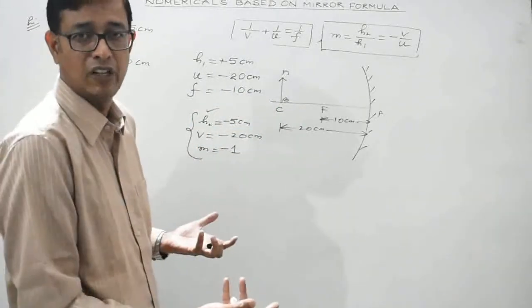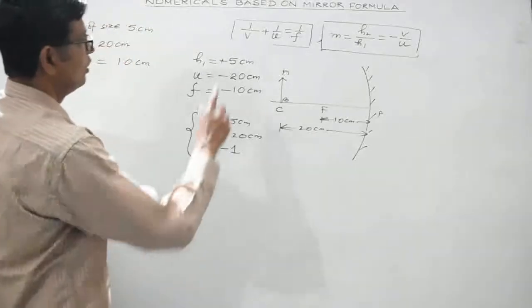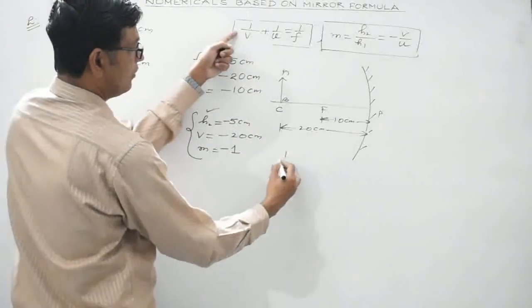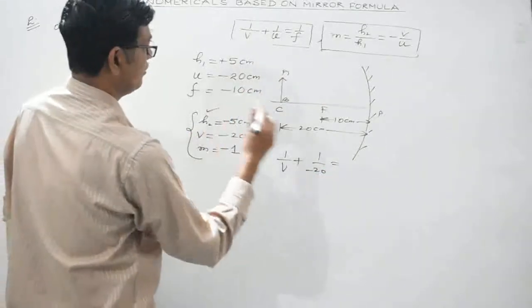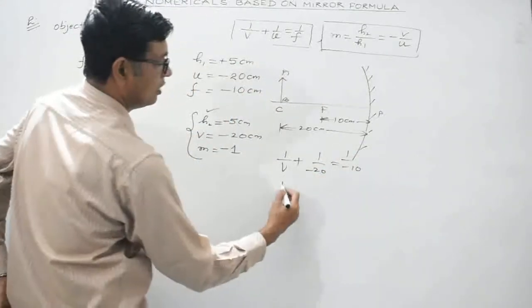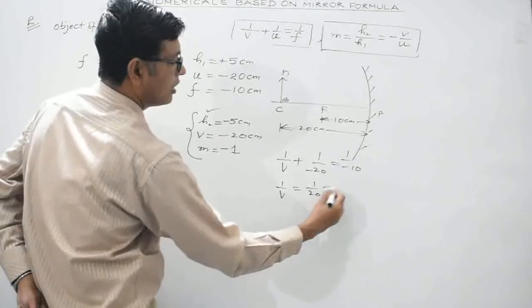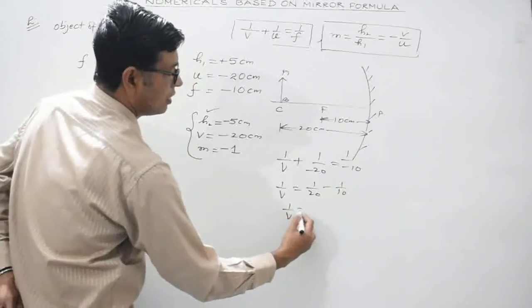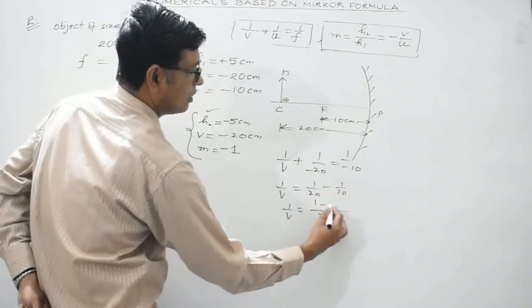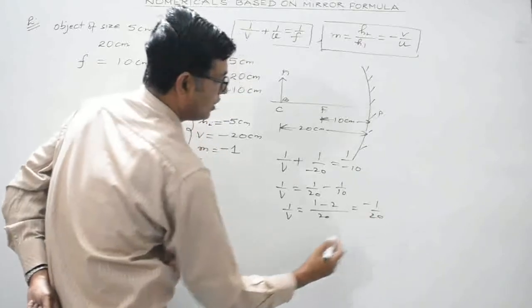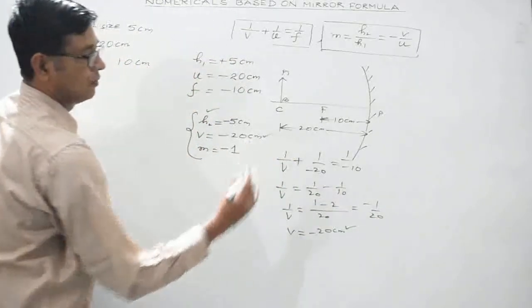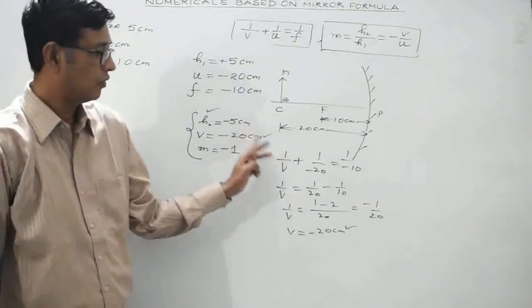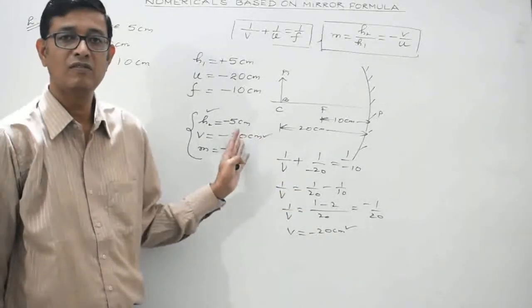But let's verify mathematically as well. So what to do is, 1 by V plus 1 by U is equal to 1 by F. U is minus 20, F is minus 10. So let's solve it. It will be 1 by V equals 1 by 20 minus 1 by 10. LCM would be 20. So it is minus 1 by 20, or V would be equal to minus 20 centimeters. See? You have come across the same result.